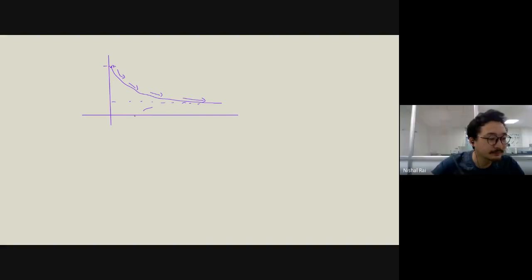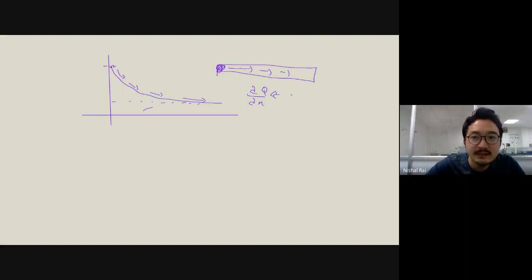Is this point clear? As the temperature decreases with increase in distance, the temperature was highest over here. As the temperature decreases with increase in distance, the further, the lower the temperature will be. The quantity dQ by dx is negative, and it's called the temperature gradient, basically.